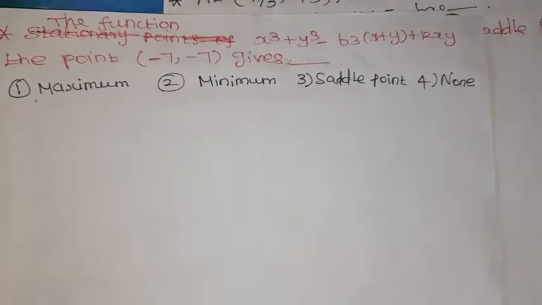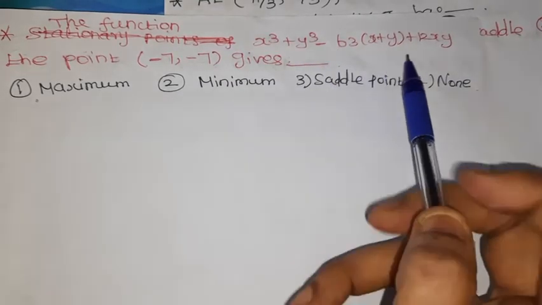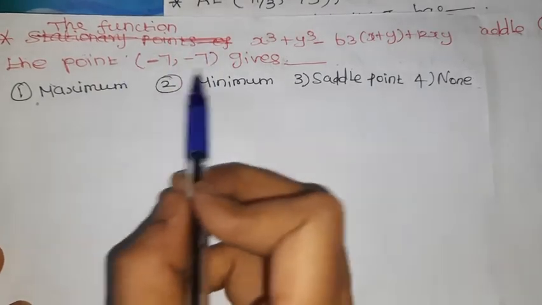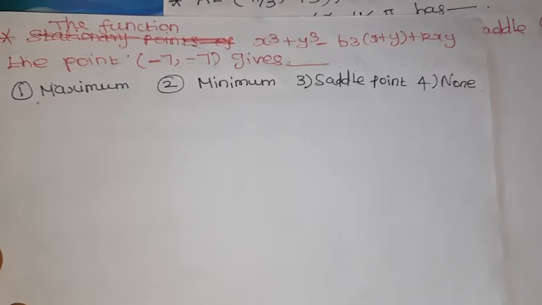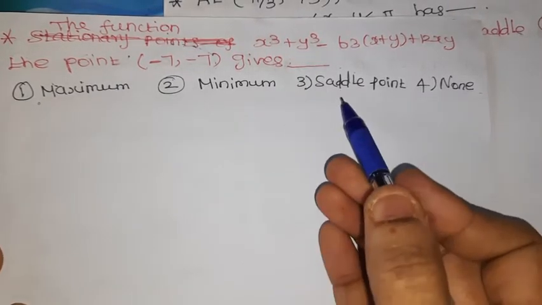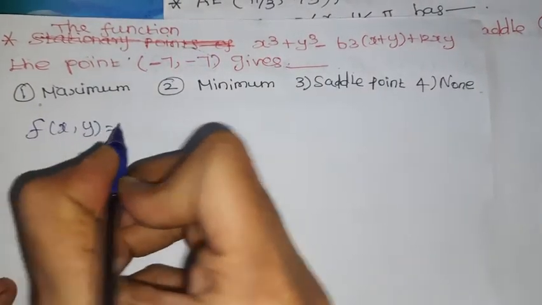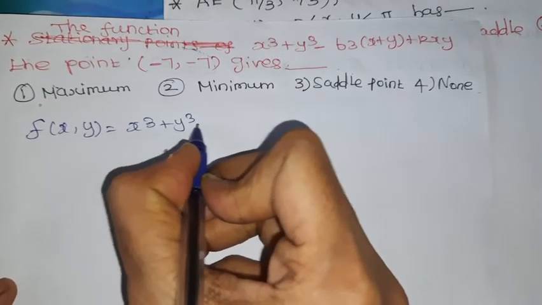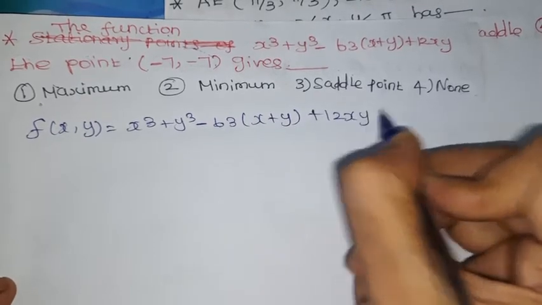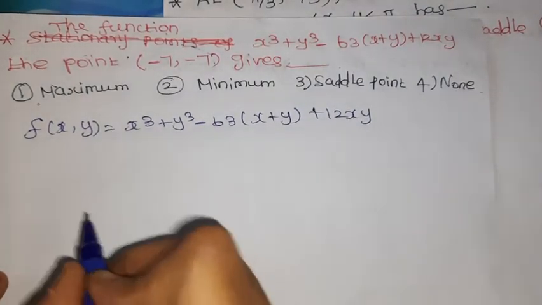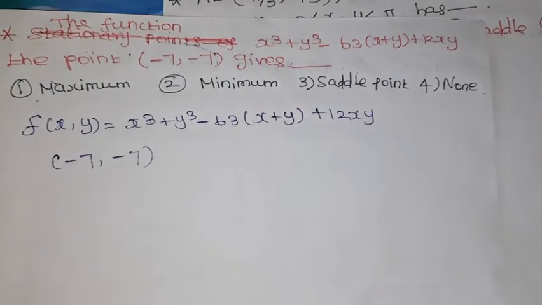Then the function given is x cube plus y cube minus 63 times (x plus y) plus 12xy. The point is also given: the stationary point minus 7 comma minus 7. We need to find whether at this point it is a maximum, minimum, saddle point, or none. Okay, we'll see. The function f of x comma y equals x cube plus y cube minus 63 into (x plus y) plus 12xy. The given point is minus 7 comma minus 7.